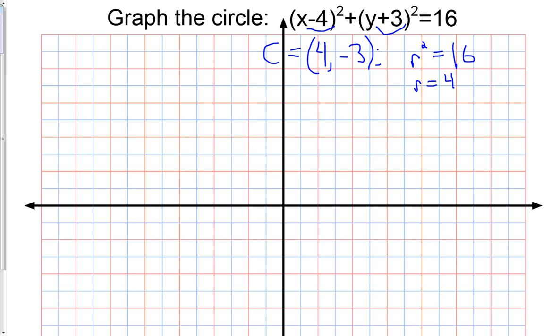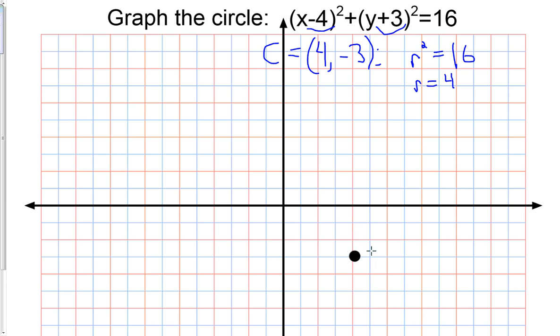And so now I'm going to draw a circle at the center at (4, -3). And then I'm going to draw 4 more points that are 4 away from that. And it looks like this. So 1, 2, 3, 4, 1, 2, 3. There's my center, not quite exact.